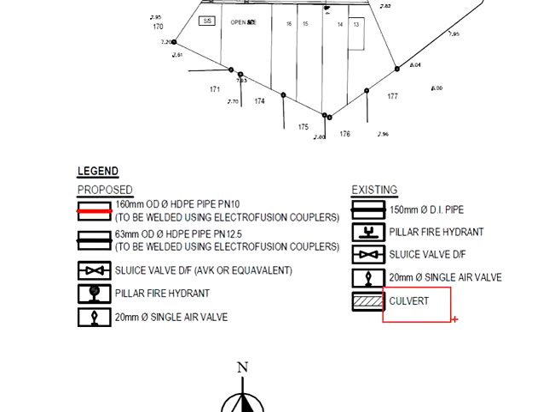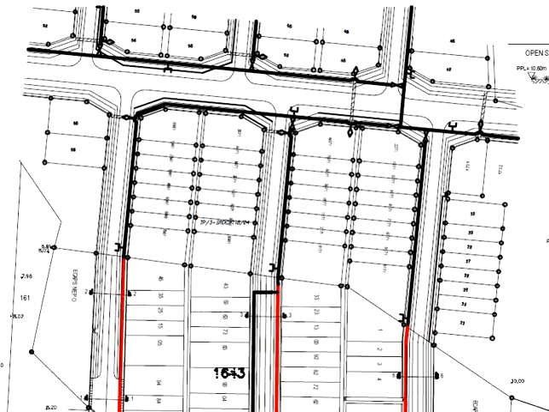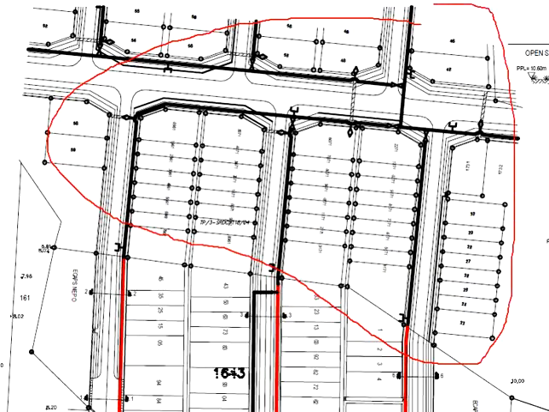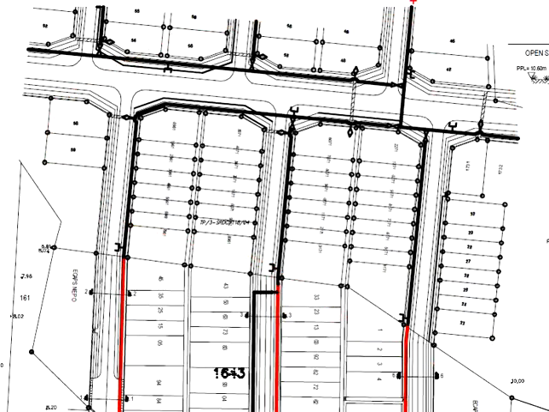And then there are culverts. Taking this project as an example, this is the existing project, and the lines here represent the water reticulation systems.